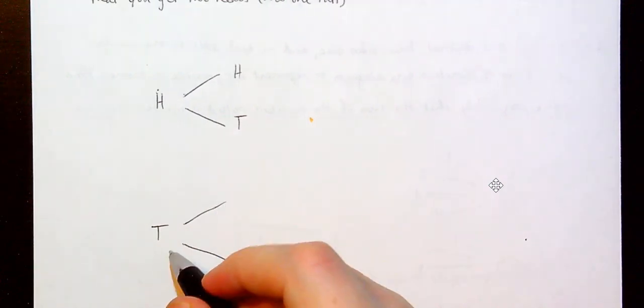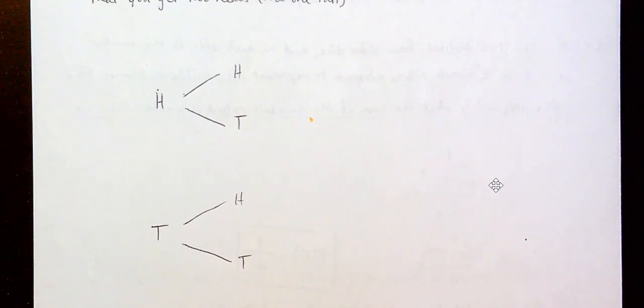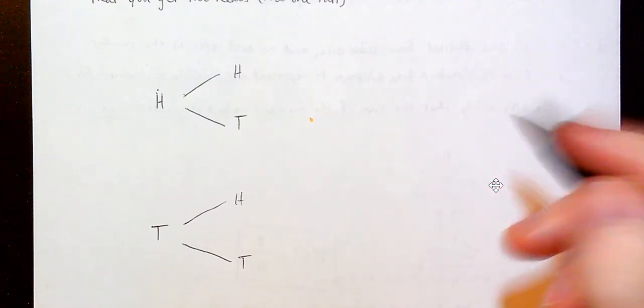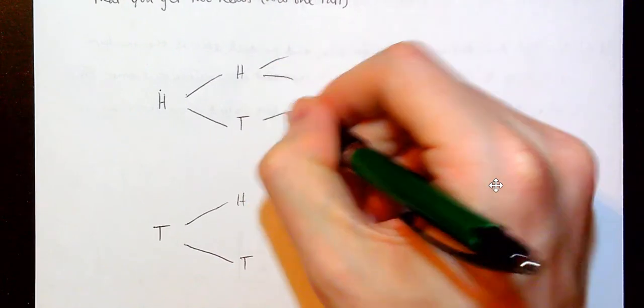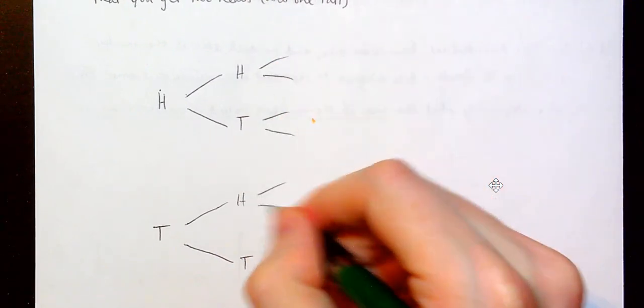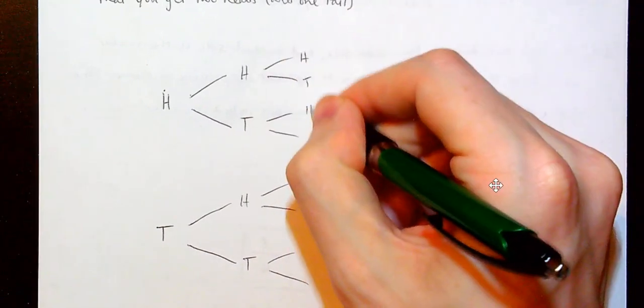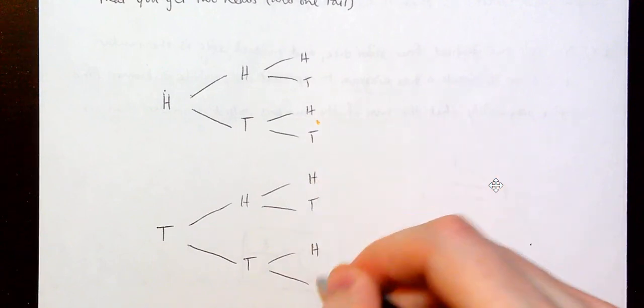For my first flip being a tails, I can have a heads or a tails. So these are all the possibilities through 2 coin flips, but we're doing 3 coin flips. So from each of these, we could have heads or tails coming up. So HT, HT, HT, HT.